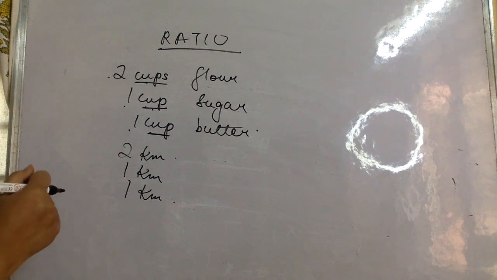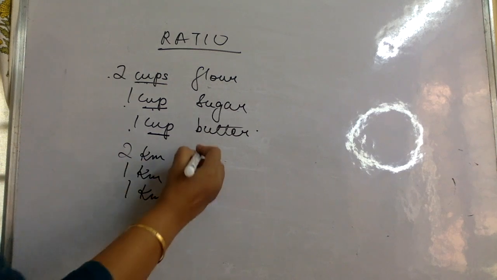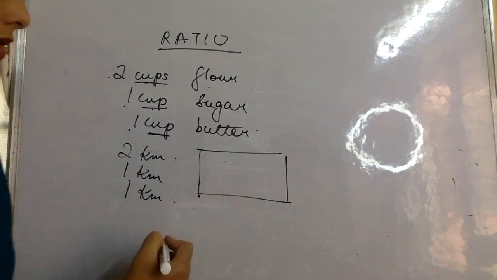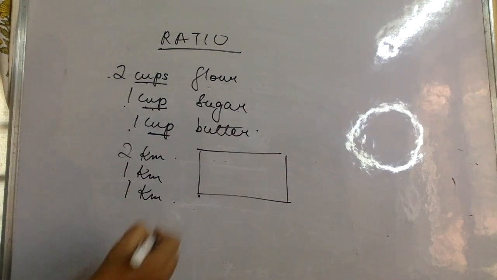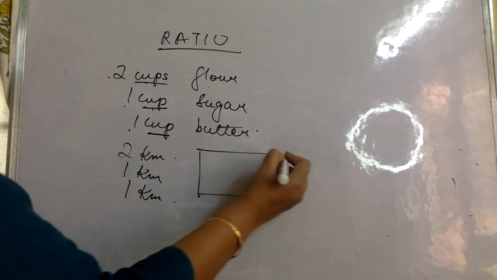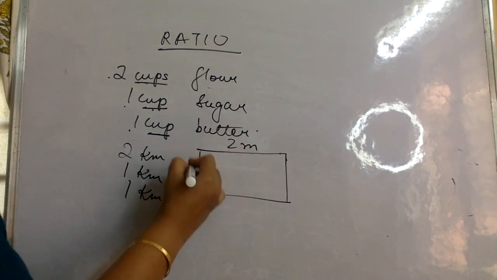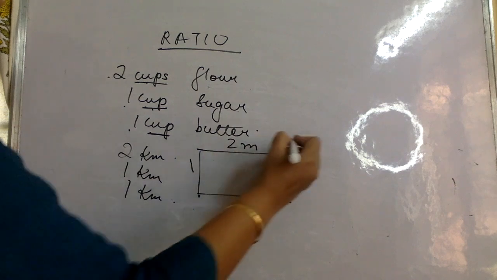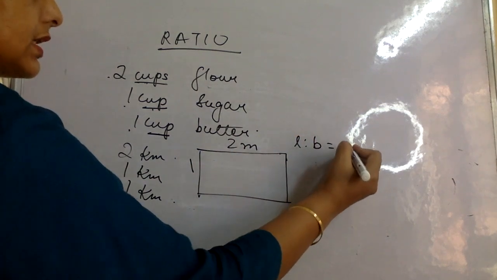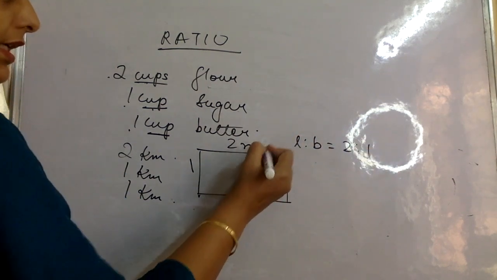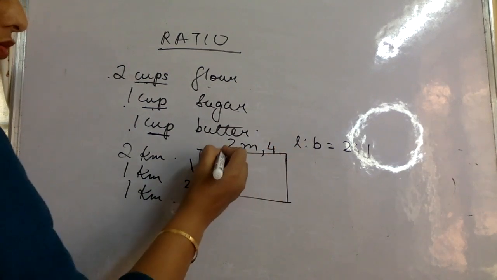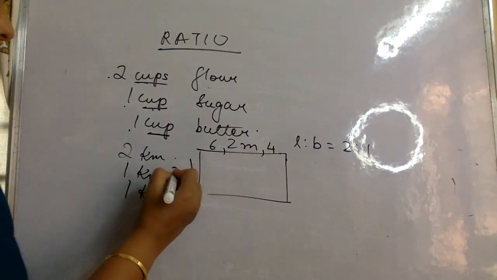Now supposing there is a rectangle, and in this rectangle this is 2 meters and this is 1 meter. So the ratio of the length to breadth is 2:1. I can even take this as a 4, then this is a 2. If I take this length as a 6, then this is a 3.